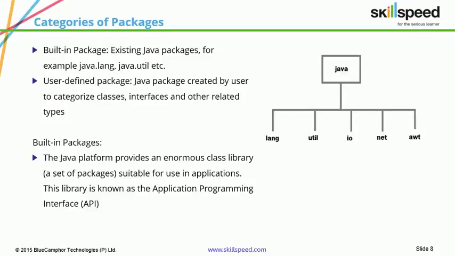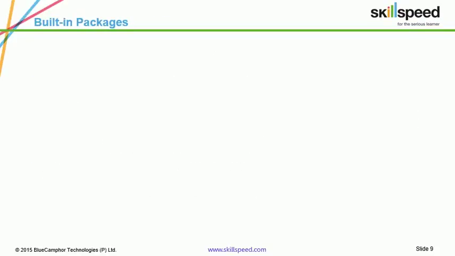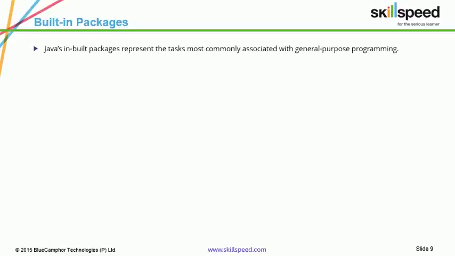This library is also known as Application Programming Interface, or simply called an API. Look at the diagram which shows a basic detail of the inbuilt packages of Java, but not all of them. We have Java, under which we have lang package, util package, IO package, net and AWT package shown in the figure. Let us have a brief overview of the built-in packages in Java.